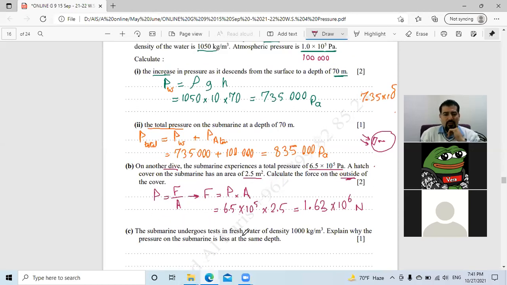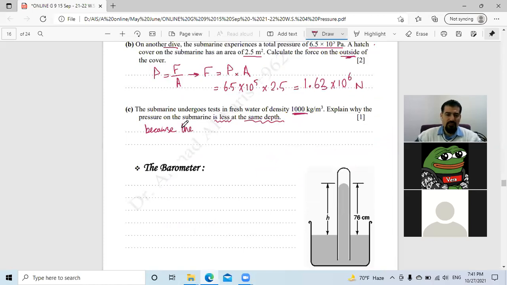The submarine undergoes a test in fresh water. The density of the fresh water is how much? 1,000 kg/m³. Explain why the pressure in the submarine is less at the same depth. Why is it less now? How much was the density? 1,050. How much is it now? 1,000. When a submarine transfers from sea to a gulf, or from a gulf to a lake, the density changes. So since the density is less, the pressure, of course, will be less, because there is less density.